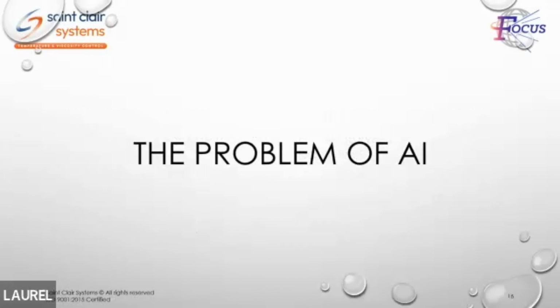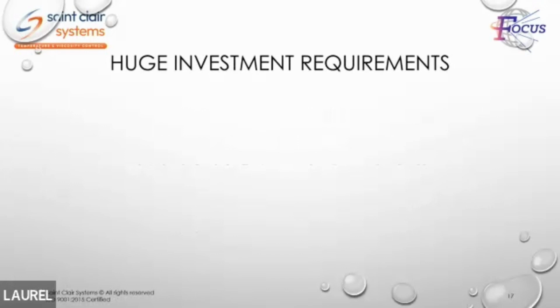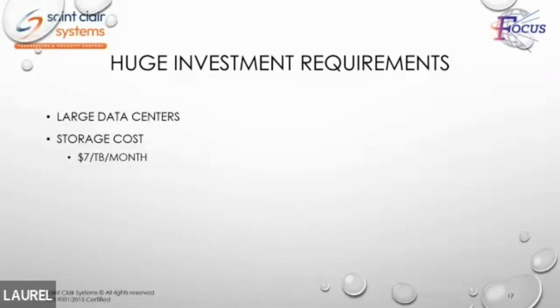But AI comes with some inherent problems, and you've got to be aware of them. In the first place, we've already demonstrated the cost of the sensors, but there's additional investments required. There are large data centers that you have to have. And then there's a storage cost. I've talked about the data. You say, that's $7 per terabyte per month. That's not that big. But let's say today I generate a terabyte.